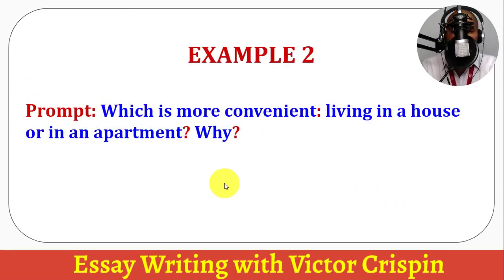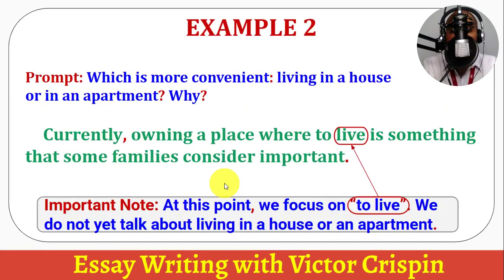Example number 2. The prompt says, which is more convenient, living in a house or in an apartment? Why? My hook says, currently owning a place to live is something that some families consider important. So at this stage, we focus only on a place to live. We do not yet talk about living in a house or an apartment. Remember, we have to do that in the next step, which is the focusing.